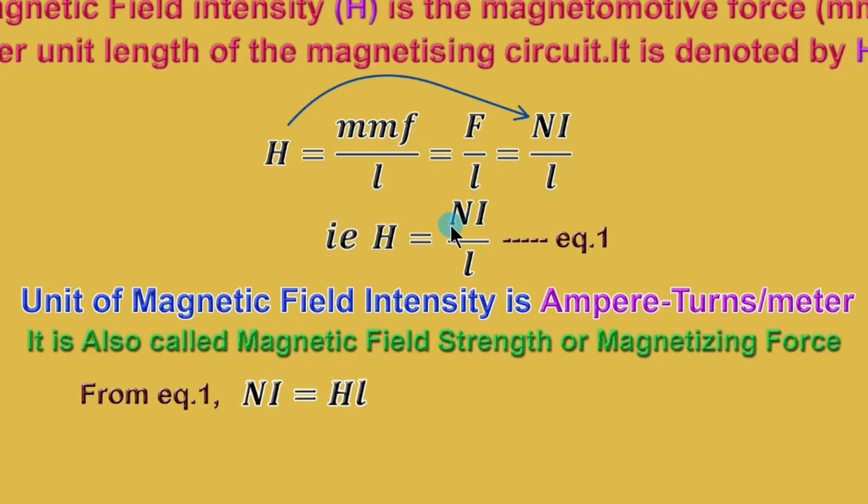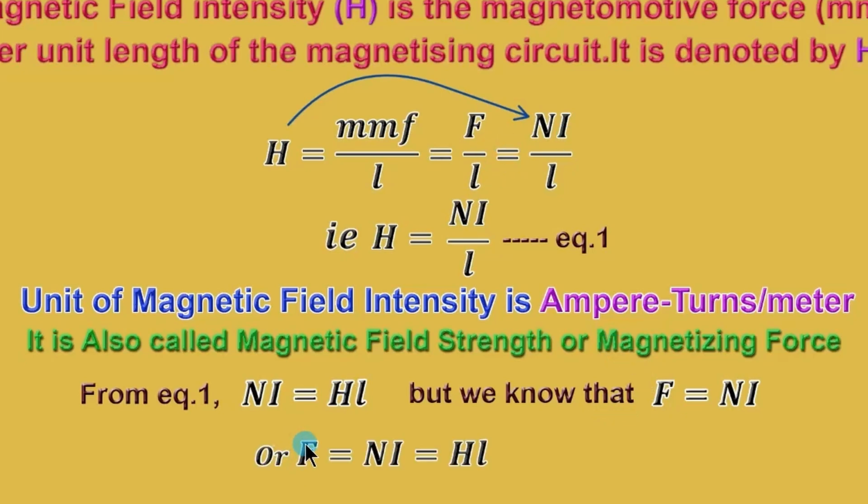From this equation 1, when L is brought here, H into L is equal to N into I, or N into I is equal to H into L. But we know that F is equal to N into I. That is, F is equal to N into I, that is equal to H into L.